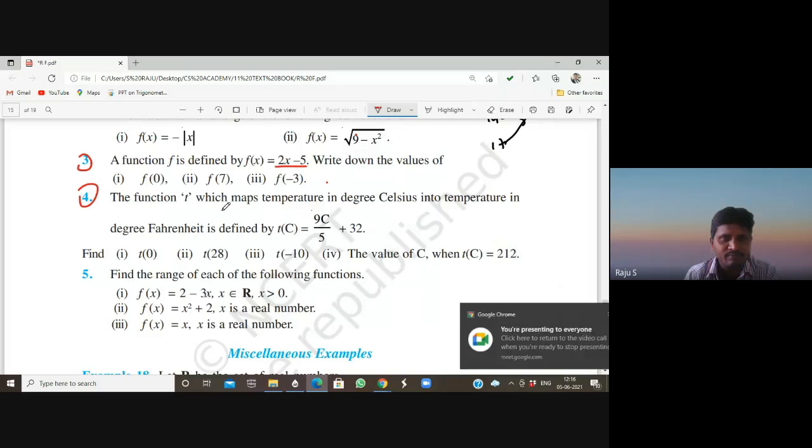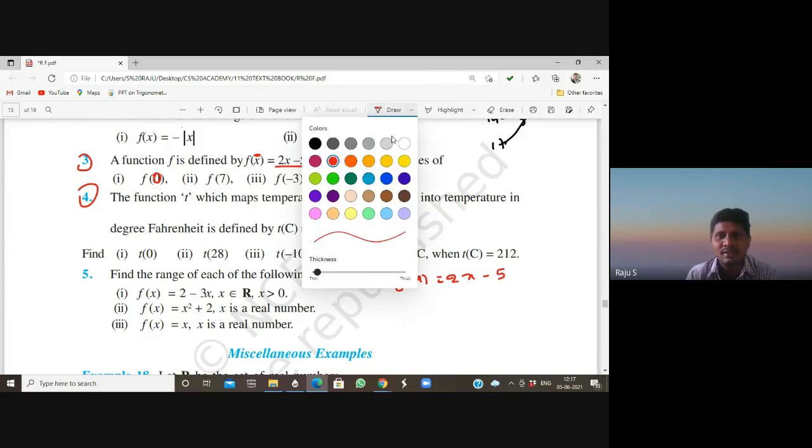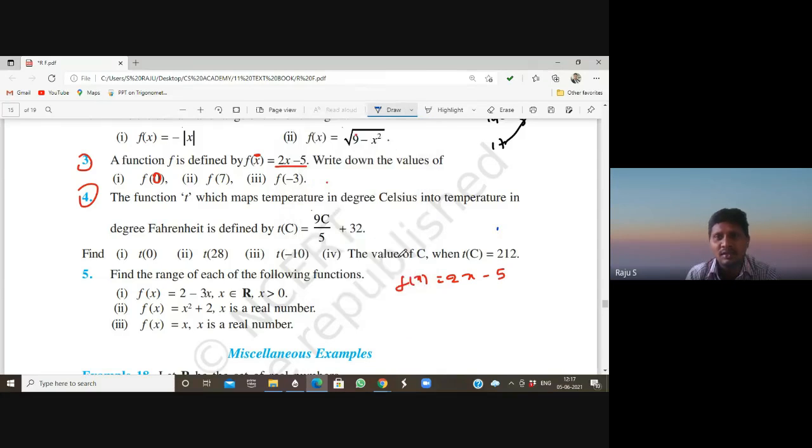Right, students. Now, see here, third question, how easy it is. The function is given. Write down the values. Nothing but, in place of x, you can substitute 0. You can get f of 0. What is the f of 0 value? -5. f of x is equal to 2x minus 5. Am I right? Now, what they are asking in the question, f of 0 they are asking.